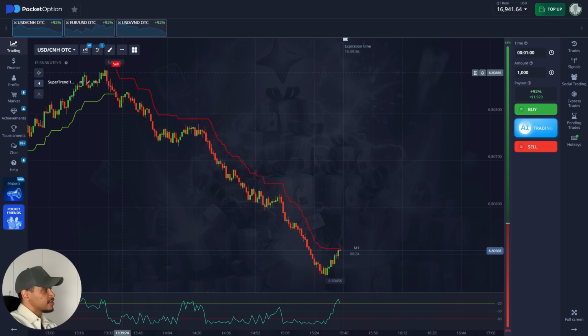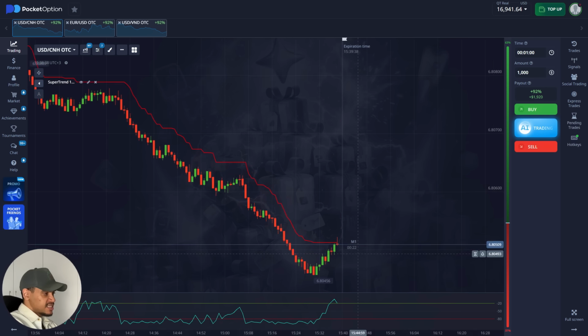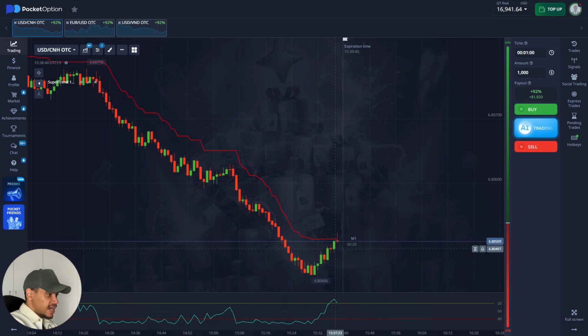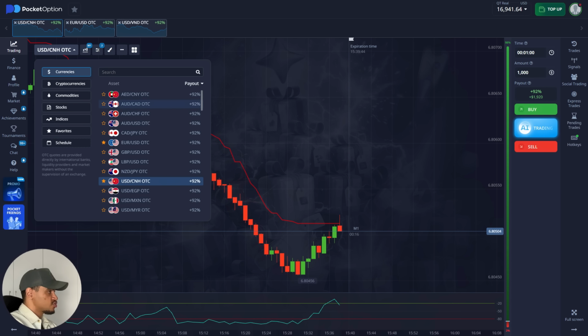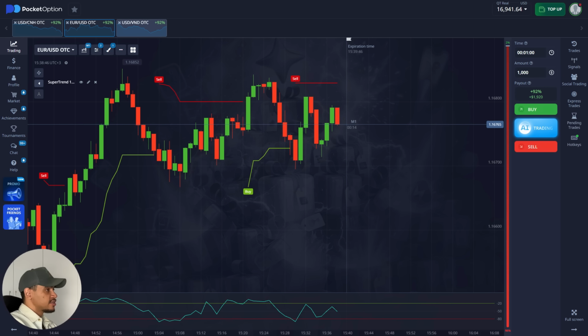However, we're still, as you can see, missing a signal. We need a buy signal to come from Supertrend before we can place big on this trade. So I already have it added here.